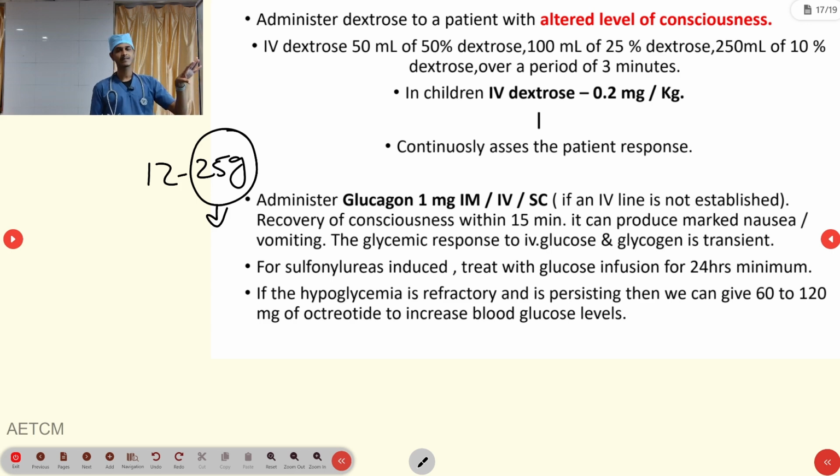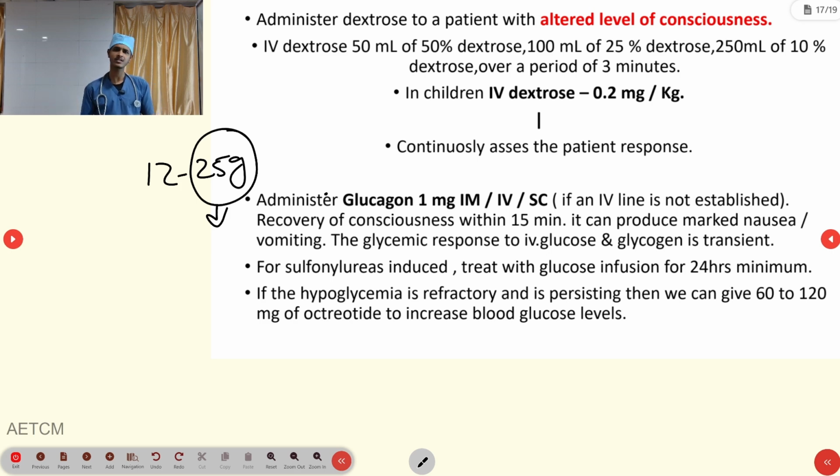And then one more drug we have, that is glucagon. The ideal dose of glucagon is 1 mg. The advantage with glucagon is that you can go with an IM, IV or subcutaneous route. One more thing, glucagon you can see in a pen format, like the EpiPen or adrenaline auto-injector we use for anaphylaxis. The same format we have for glucagon also, available as an auto-injector.